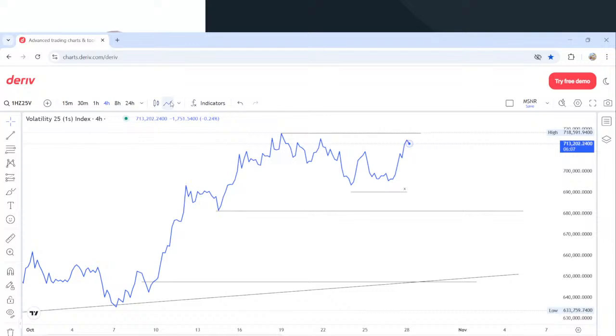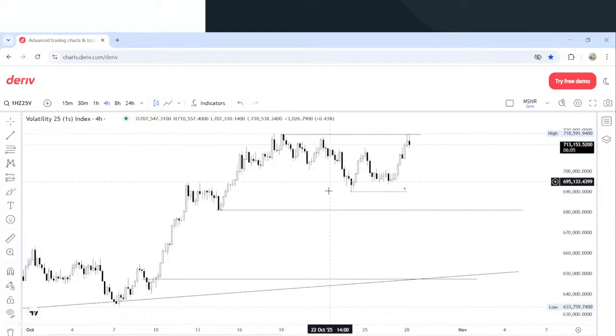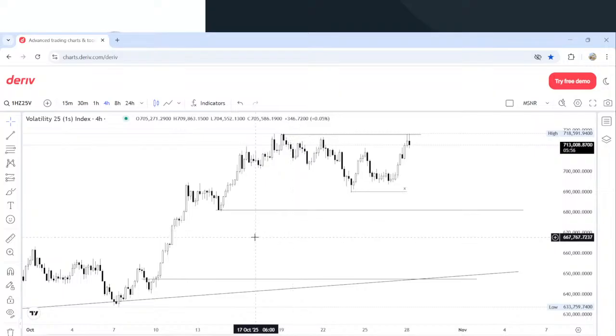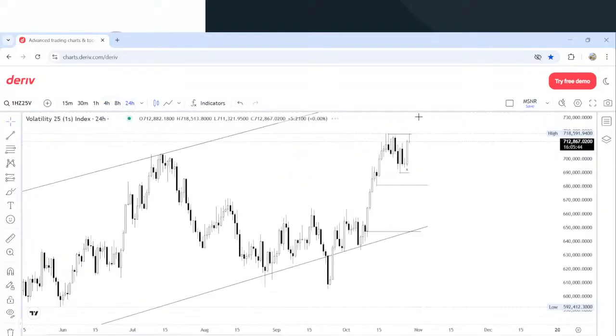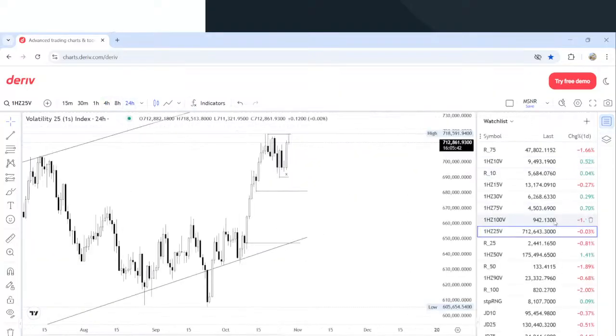All right, so market has already reacted here. So yeah, just wait and see if it's gonna go all the way down here and then go back just to retest, and then it moves to the downside. All right, that's it for V25S.